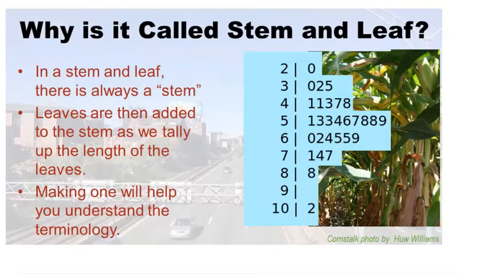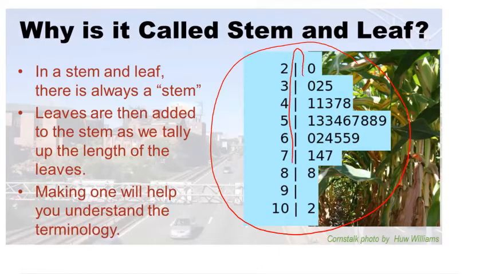Well, just look at the structure of it. In a way, you can kind of see how this is your stem. It's a stick or whatever. And then you can grow leaves on it. So it starts growing leaves, and depending on the data that you have, it's going to grow leaves. The leaves are added as we start tallying up the length of the leaves.